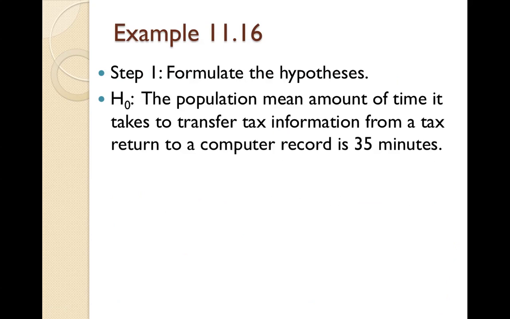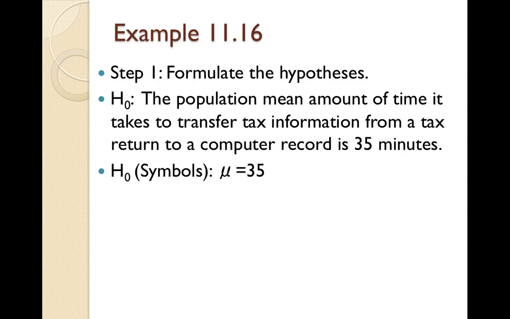The hypotheses are stated in the same way. We're going to state H0, the population mean amount of time it takes to transfer tax information from a tax return to a computer record is 35 minutes. So the null hypothesis is going to assume that the new system will be no better than the old system. The new system will produce a population mean of 35 minutes as well. So that's the assumption, but we're trying to disprove that assumption. We're trying to prove that it's going to be less than 35 minutes. So that becomes our alternative hypothesis.